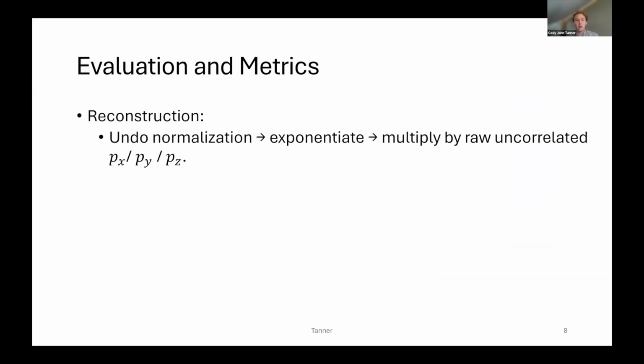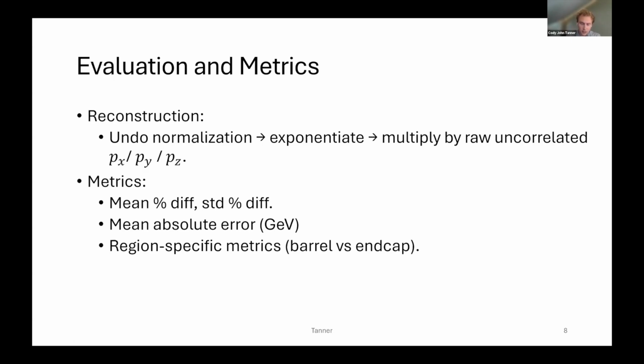So now let's look at how the model actually did. First we needed to reconstruct. So we undid the normalization, exponentiated it to get out of log space, and then multiplied by the px, py, pz to get that ratio factor. A couple of the metrics we had were the mean percent difference and the standard deviation of the percent difference, and we have the same for the mean absolute error. And then we can also look at how the model did in region specifics, so again, that eta cutoff.